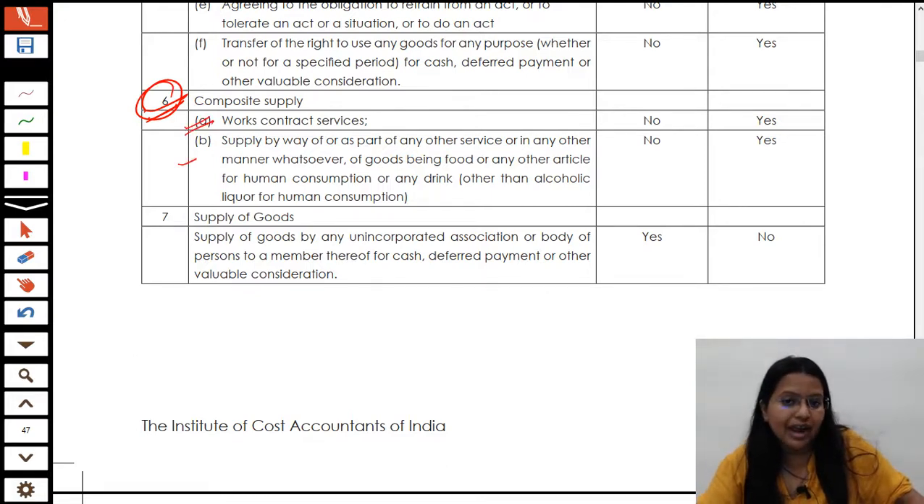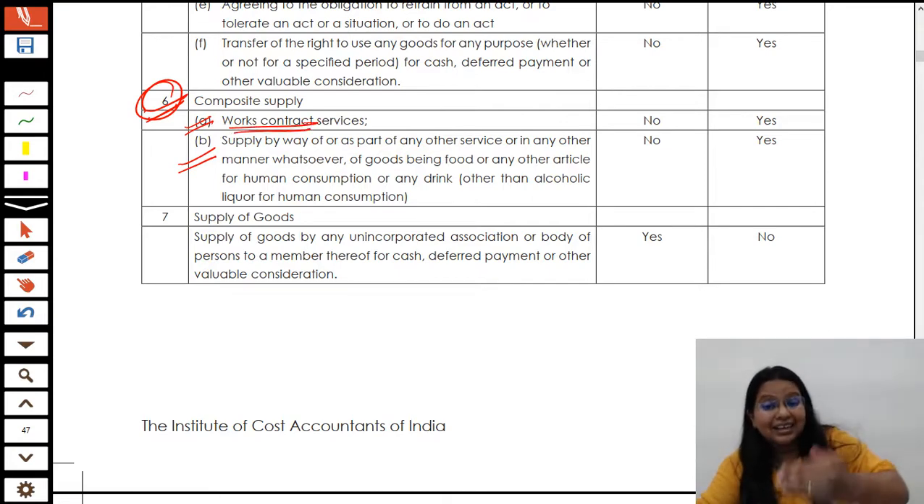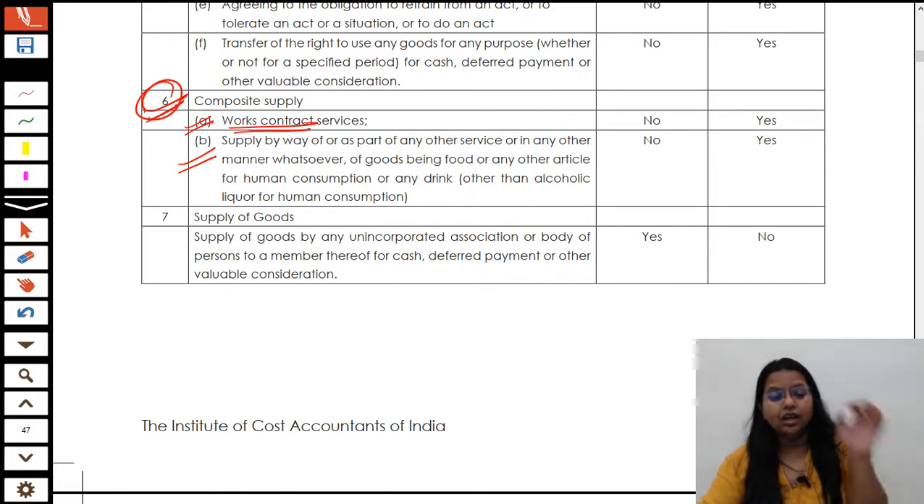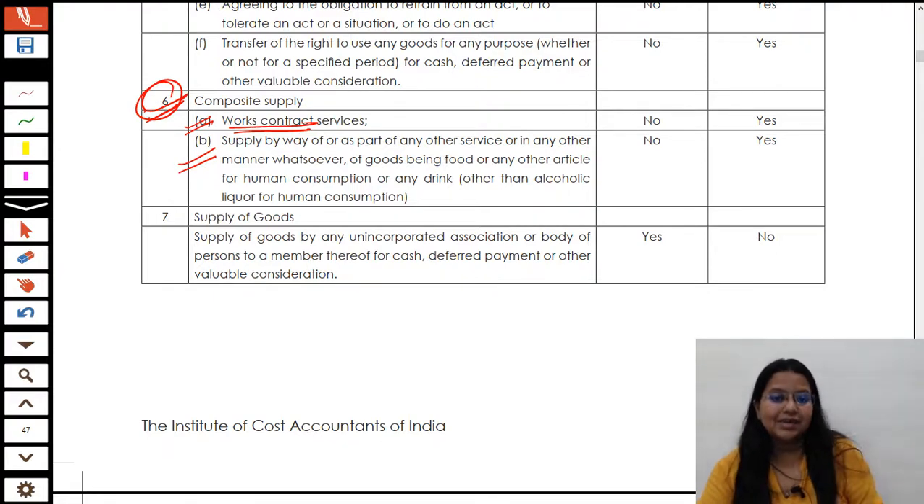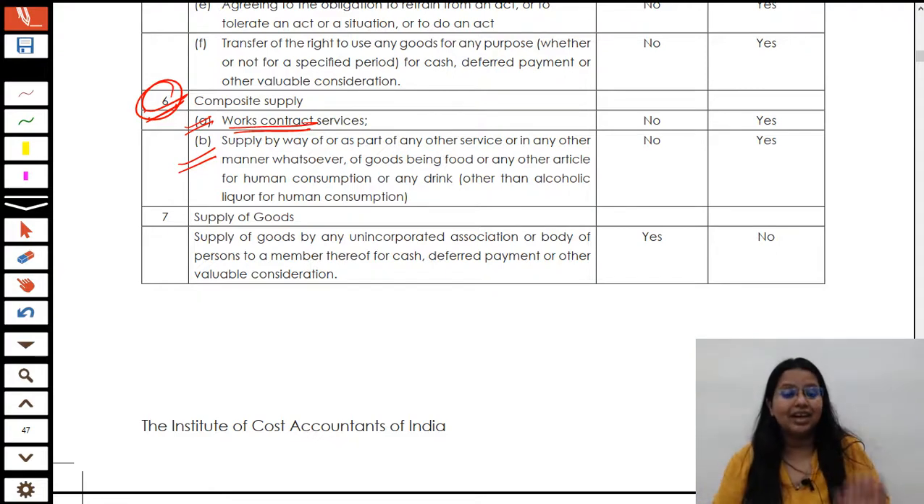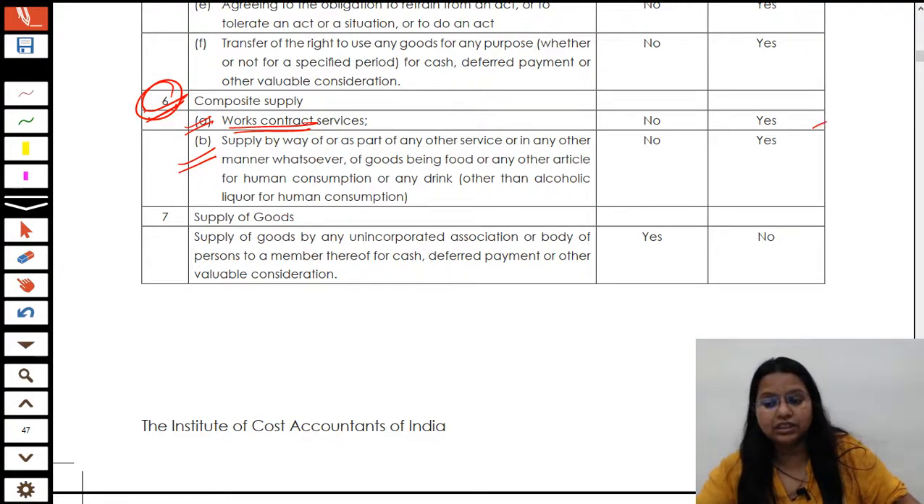First of all, work contract, and second is restaurant. Students, in case of a work contract service, the contractor is assumed to provide labor plus material both to the second person. Now, what will it constitute, supply of goods or supply of service? Schedule 2 entry number 6 has clearly mentioned that it will be considered as supply of services, not supply of goods.